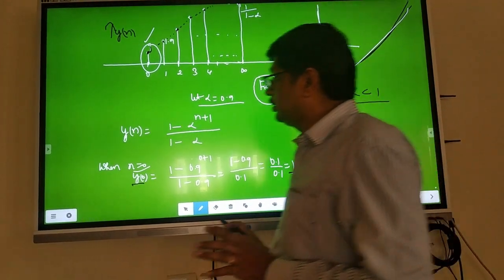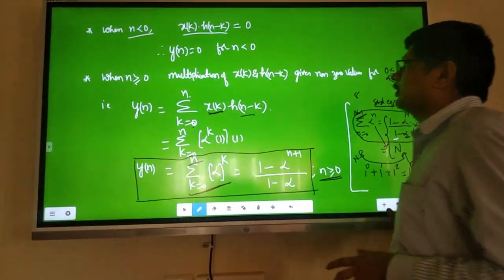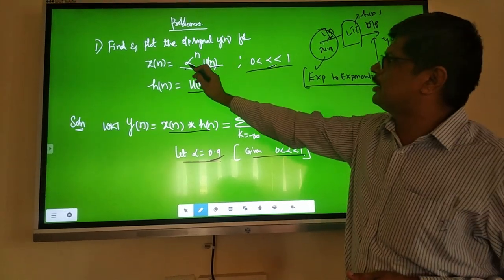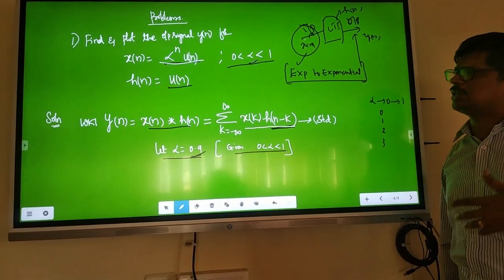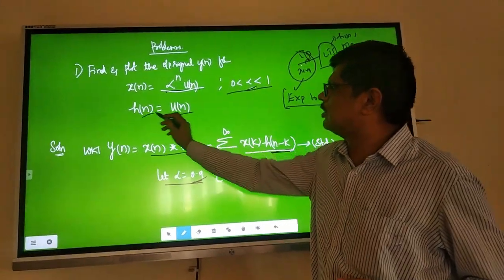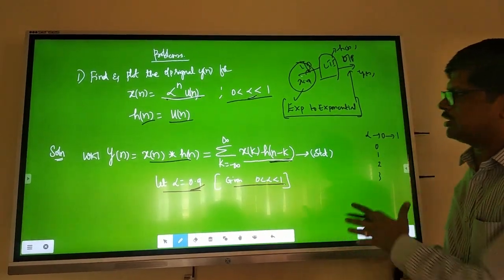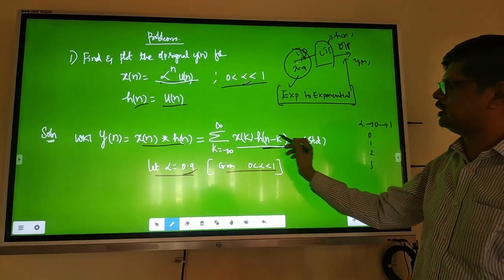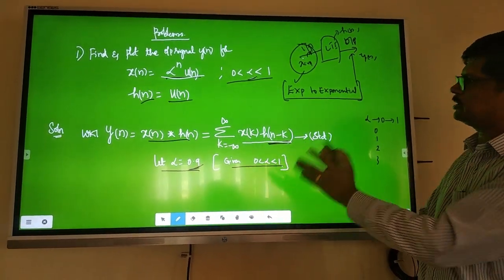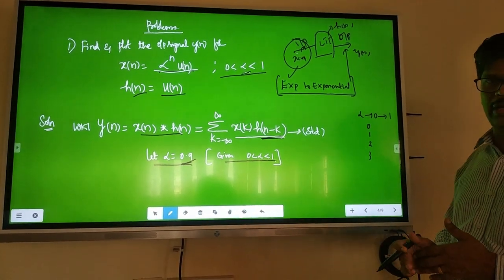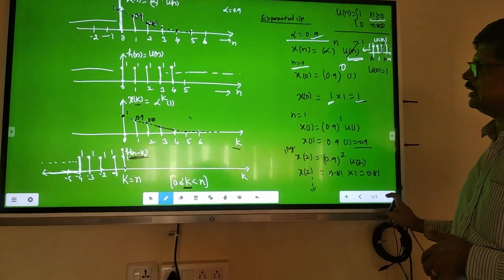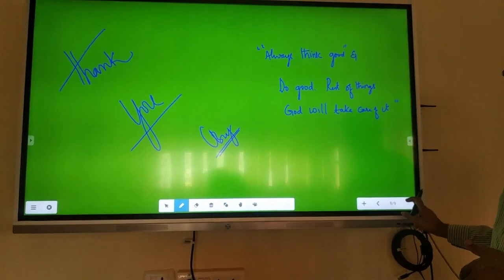I hope I'm clear. With this input, one exponential input x of n, maybe in the next sessions we will see h of n also. If both are exponential, what is the convolution sum output? Many complex processing tasks need exactly that type, so we'll see that in the next sessions.